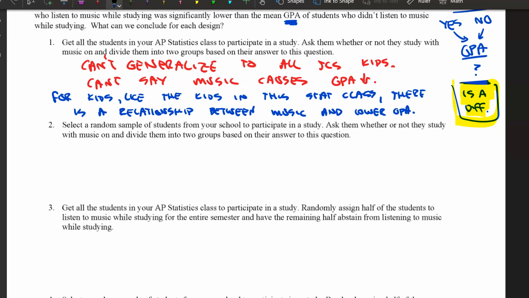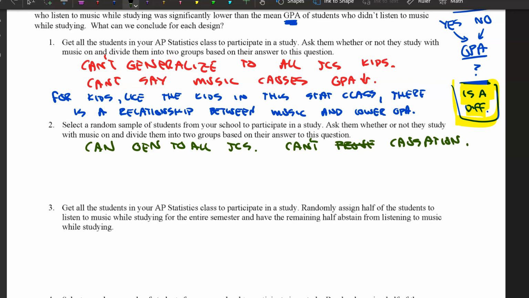Okay. Select a random sample of kids from your school. Okay, so now we're going to randomly sample. So now we can generalize, ask them whether or not they study with music on, and divide them into groups. So now I can generalize to all JCS, but I can't prove causation. I don't like proof, I should say. I can't conclude causation. I don't prove anything. We just conclude. And our conclusions could be wrong.